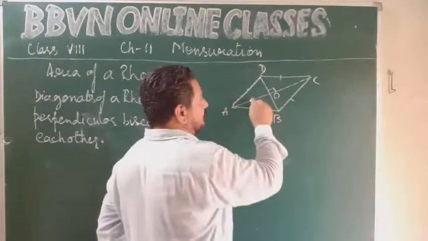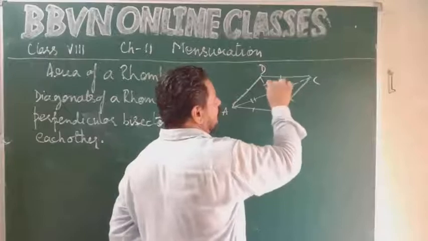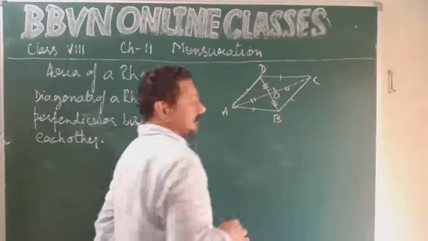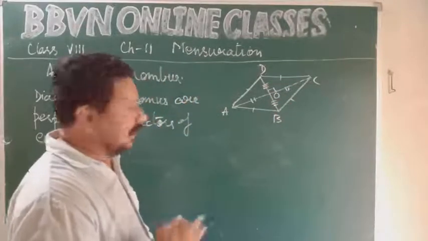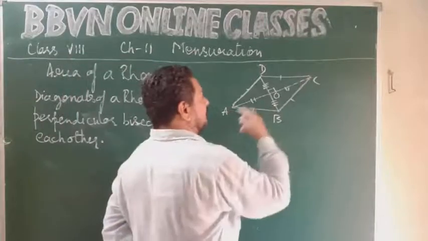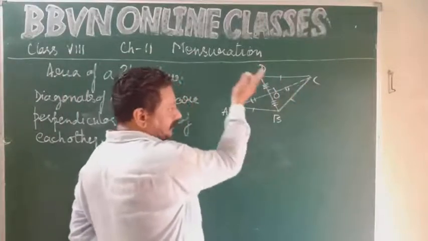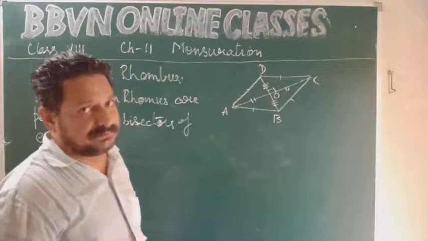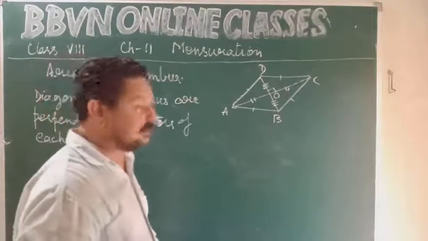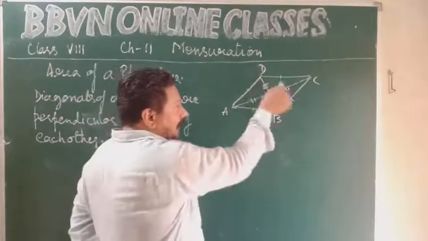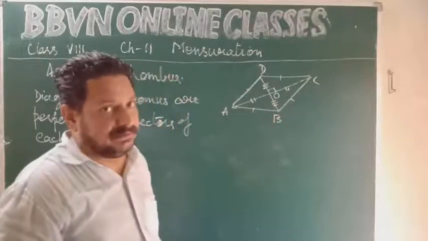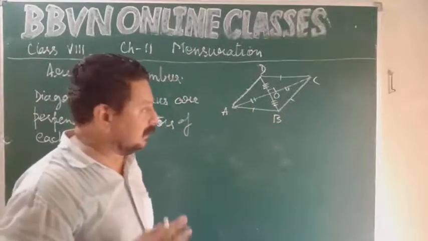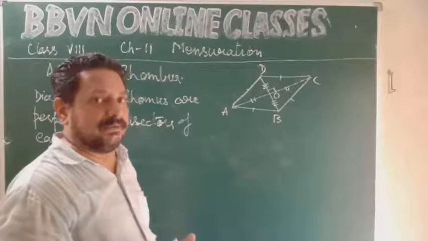So these two lengths are equal and these two lengths are equal. Now if we talk about diagonal AC, this diagonal AC has divided this rhombus into two triangles such that all the attributes of these two triangles are equal. So both triangles are the same, their area will also be the same, they will be congruent.